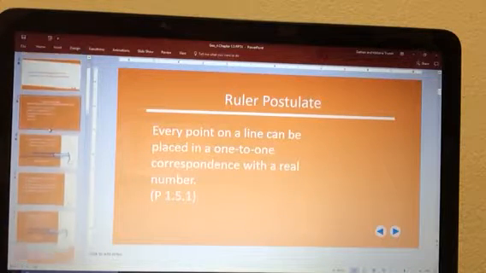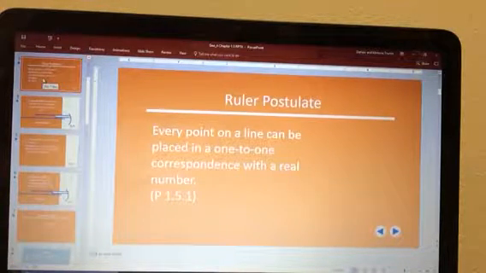The ruler postulate says that every point on a line can be placed in a one-to-one correspondence with a real number. Every point on a ruler can be placed in correspondence with a number. Obviously, a ruler has inches on it, 1, 2, 3, 4, 5, 6, 7, 8, 9, 10, 11, and 12. There are also markings in between those numbers that stand for 1.5, 2.5, 3.5, 4.5, 5.5, etc.